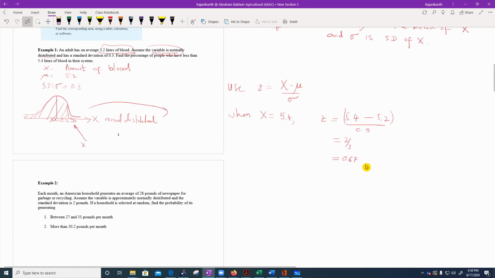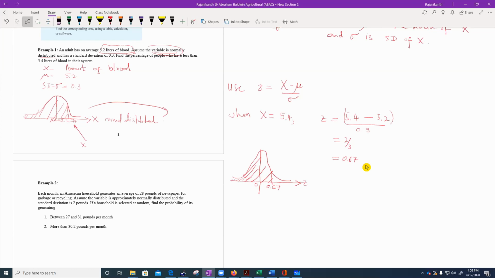That means if you convert to the new picture, I'm converting to the new picture. So now my new picture is for z. If you draw the standard normal now, the middle point is 0. The corresponding 5.4 in x will now be 0.67. So I'm changing that earlier picture into the standard normal variable picture. So here my area is this, the area I now want.